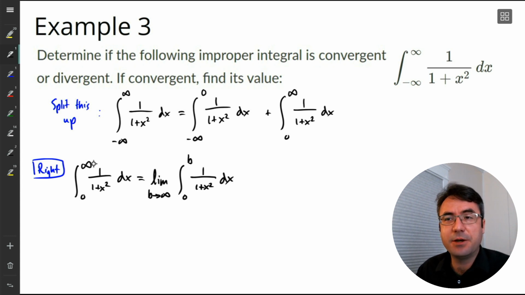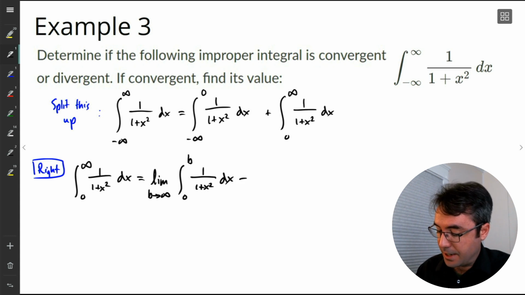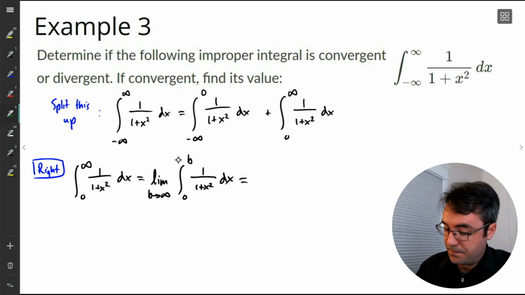The only way we can deal with infinity, we have to sneak up on it. We have to approach it. So we're doing the limit as our upper bound, b, gets larger and larger positive. All right. So now that's the first step.